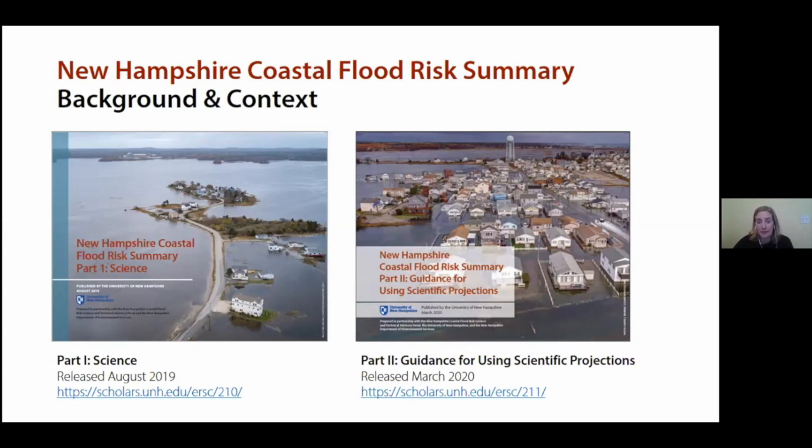Part 2, Guidance for Using Scientific Projections, puts forward a set of guiding principles and lays out a 7-step approach for incorporating updated coastal flood risk projections into private, local, state, and federal projects that involve planning, regulatory, or site-specific decisions. The primary purpose of the guidance of Part 2 is essentially to make it easier to use the science provided in Part 1.